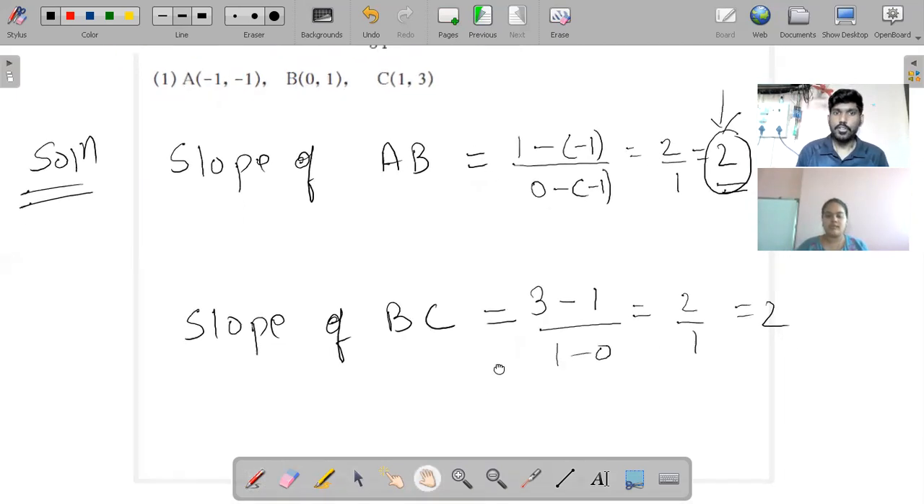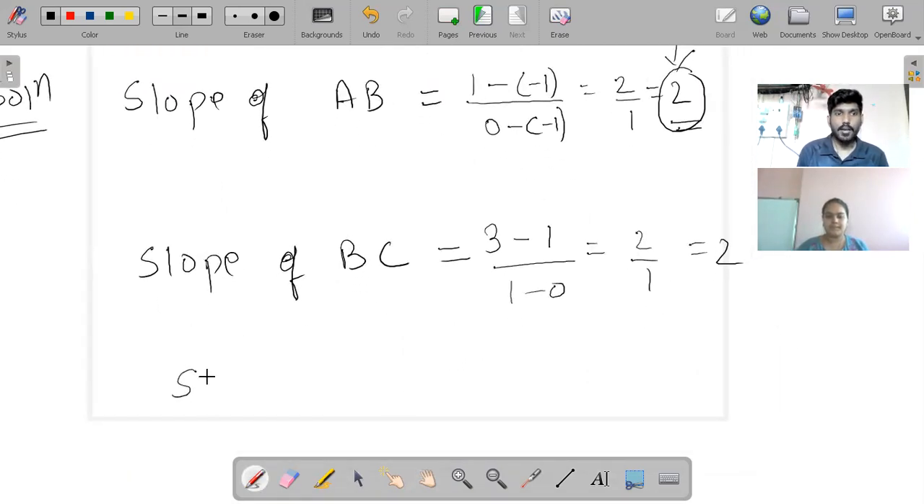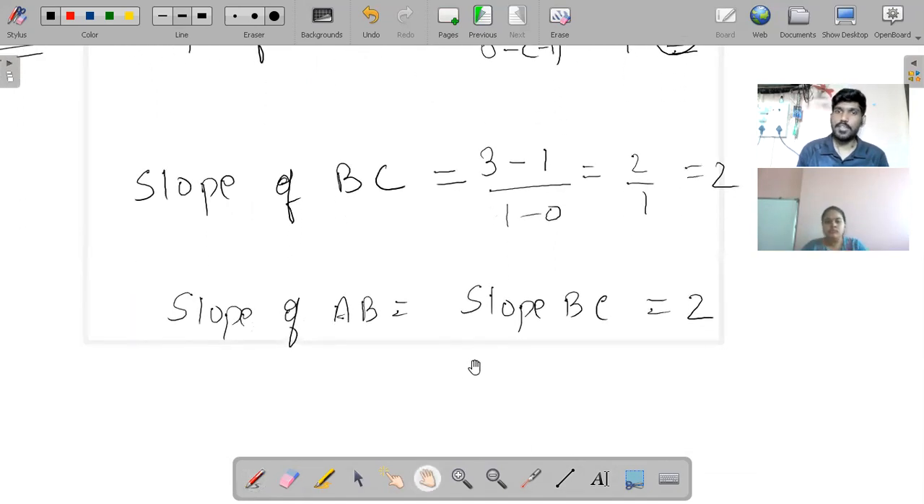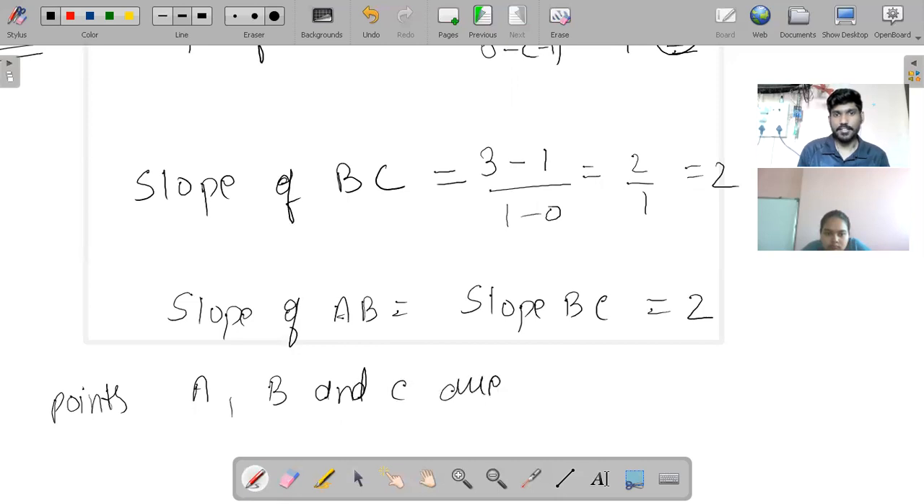Yes, correct. So now you see the slope of AB and the slope of BC are both equal. Both of them are 2. Now, when the slopes are equal, you can say that points A, B, and C are collinear. That means they lie on the same straight line.